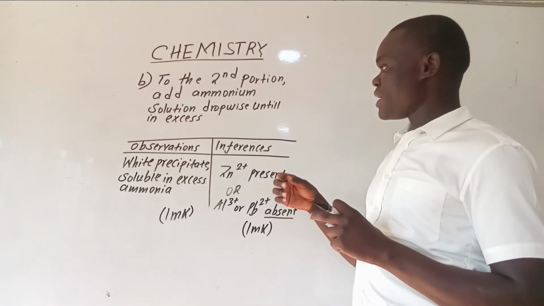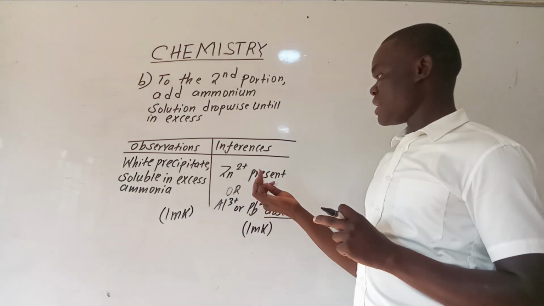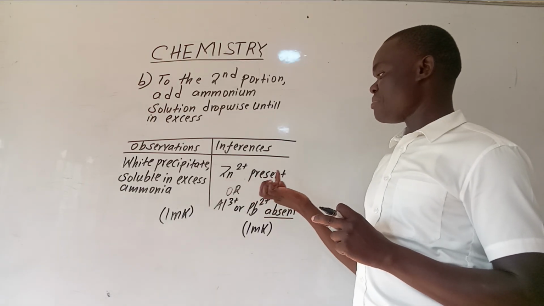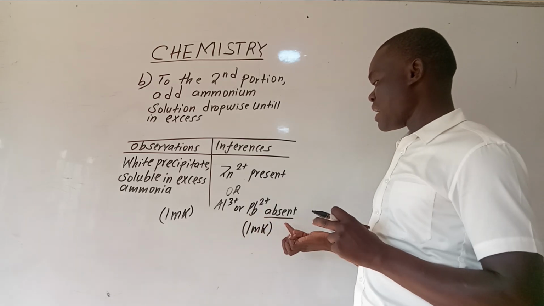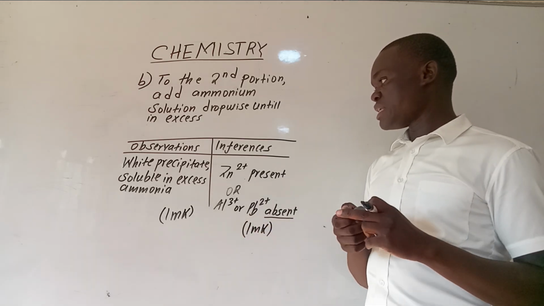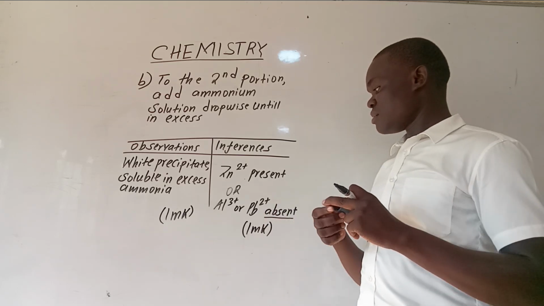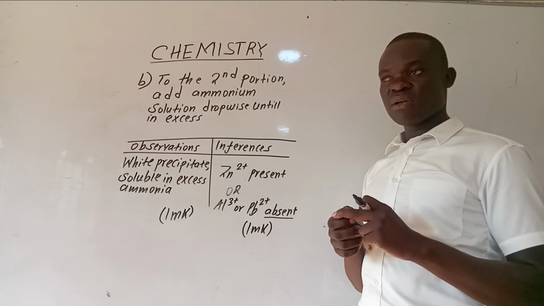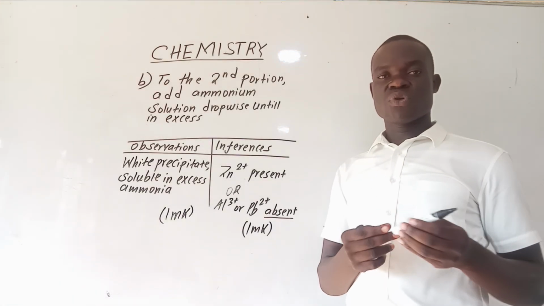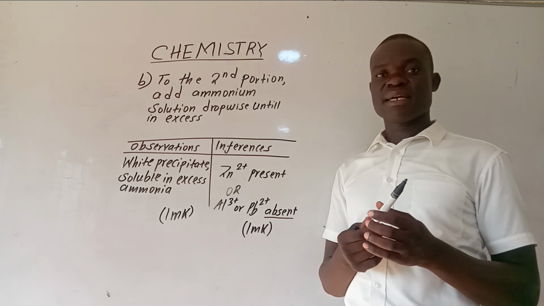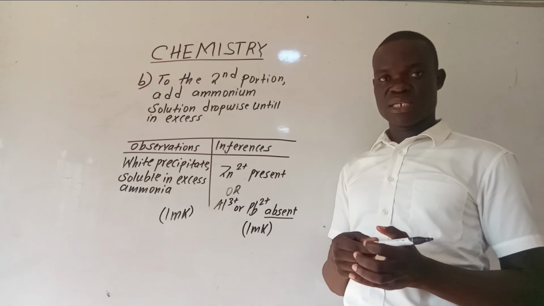So when a white precipitate is soluble in excess ammonia, we can either say that zinc ion present or aluminium or lead absent. I've said this one, we can only choose it when we don't have an alternative. For example, in testing for solubility test, colored and colorless ion, the way we discussed in the previous session.